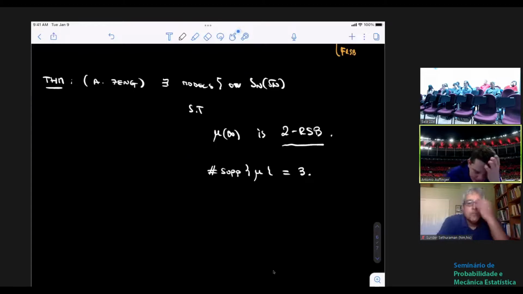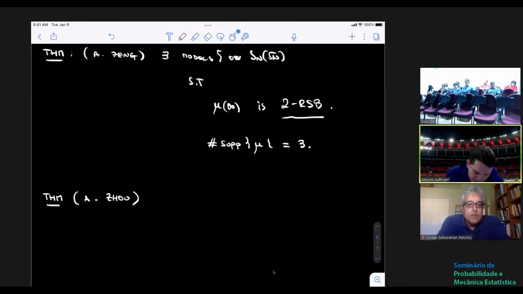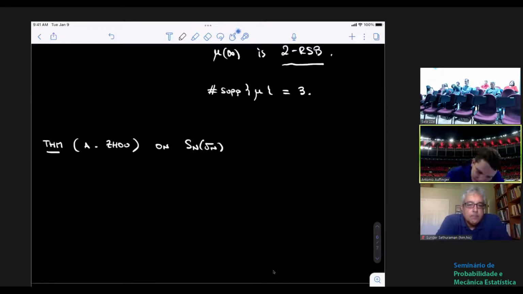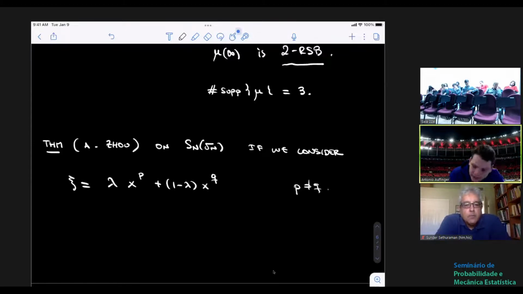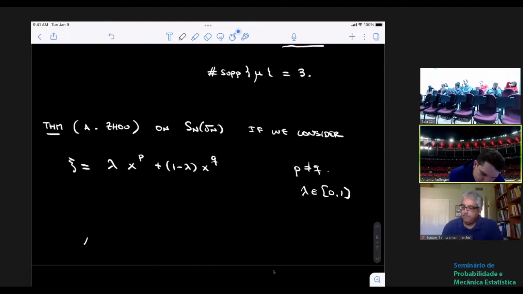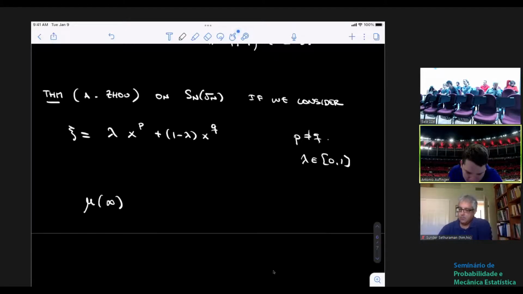Okay, and now here's the most recent work, and this is the last statement that I'll state, and this is the work with Yuxin Zhou. It says that in fact, if now you take on the sphere, now that you know that everything could happen, if you consider the model C to be, again, a mixture of 2 p-spins, okay, so p is different than q. Lambda here is a number between 0 and 1. Then mu infinity, which I'll define in a second, I'll be precise, is, well, maybe I'll just draw, the theorem will be just a picture. There are different cases depending on lambda.